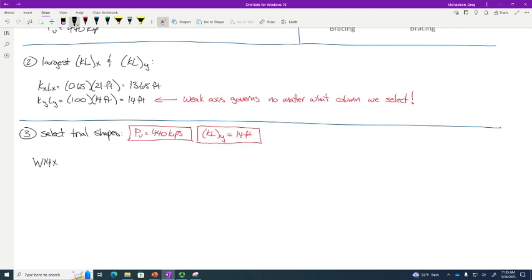Okay, a W14 by 61. Let's write that down. Now you selected that because its capacity is what? 571. Yeah, 571. Okay, so we're going to wait a little bit. I want to make sure that everybody can find that. This is important.